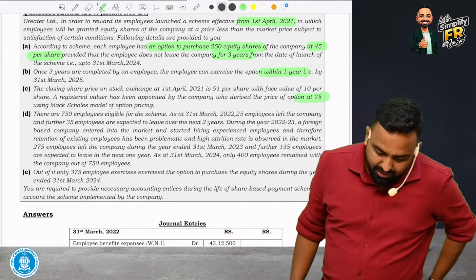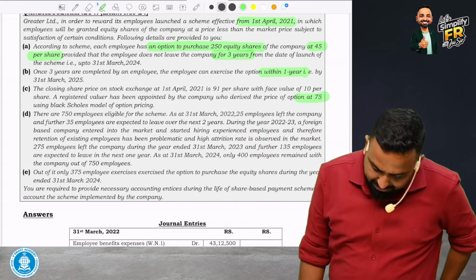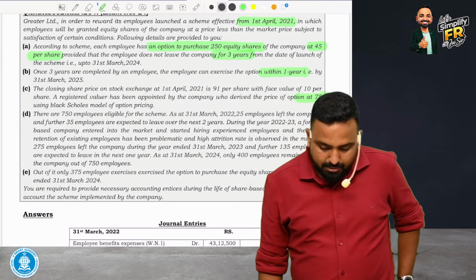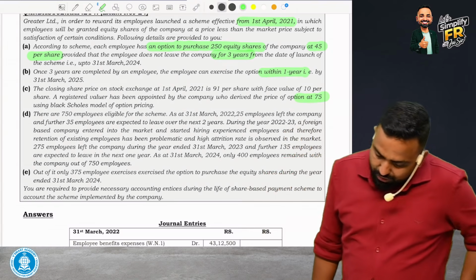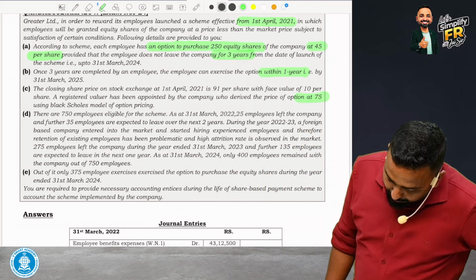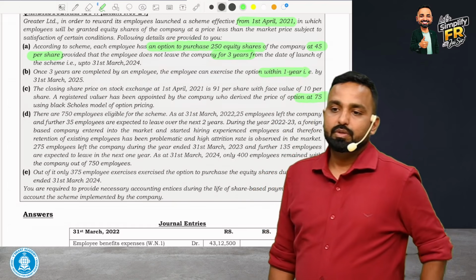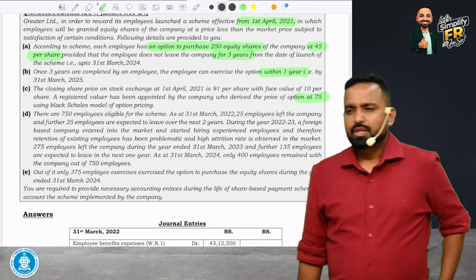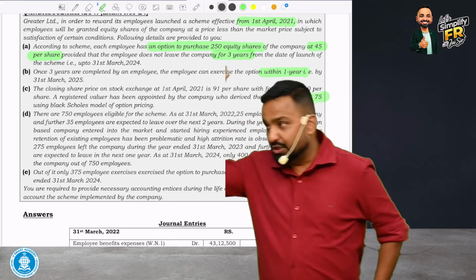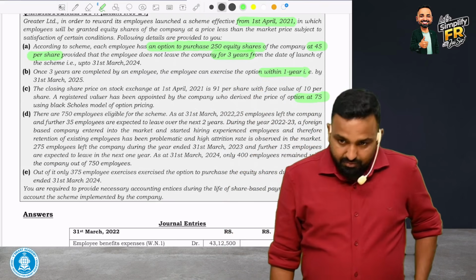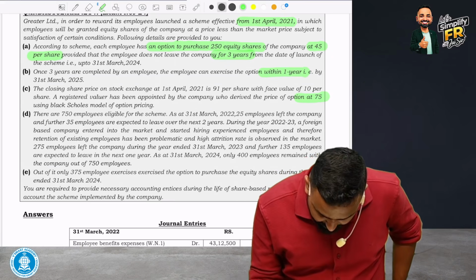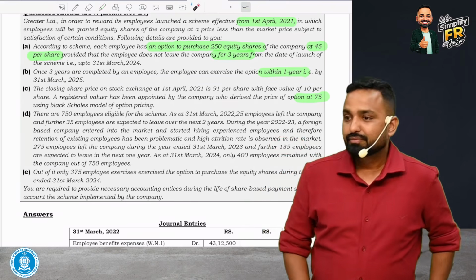During 22-23, a foreign based company entered into the market and started hiring experienced employees, and therefore retention of existing employees has been problematic and a high attrition rate is observed in the market. 275 employees left the company during the second year. In the first year 25 had gone, and in the second year 275 because of the new competitor. The third year estimation is 135 will go.